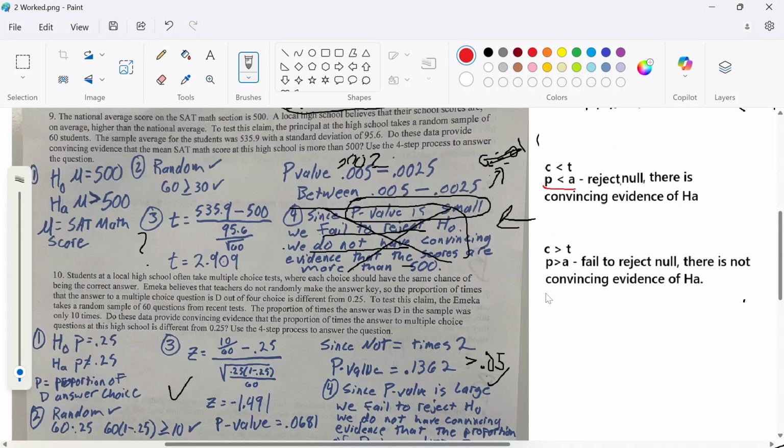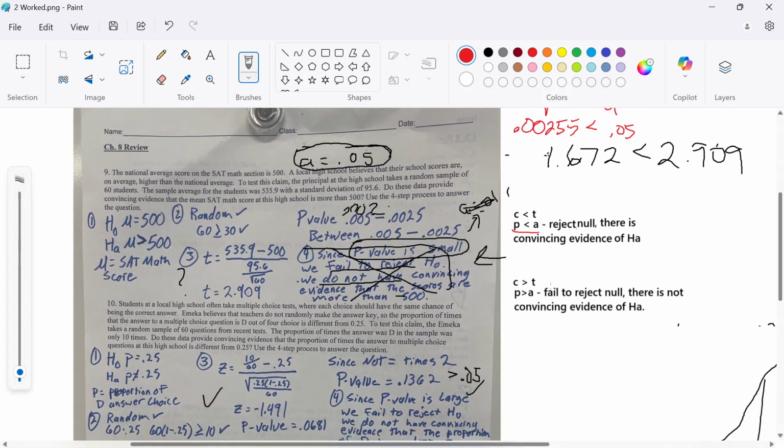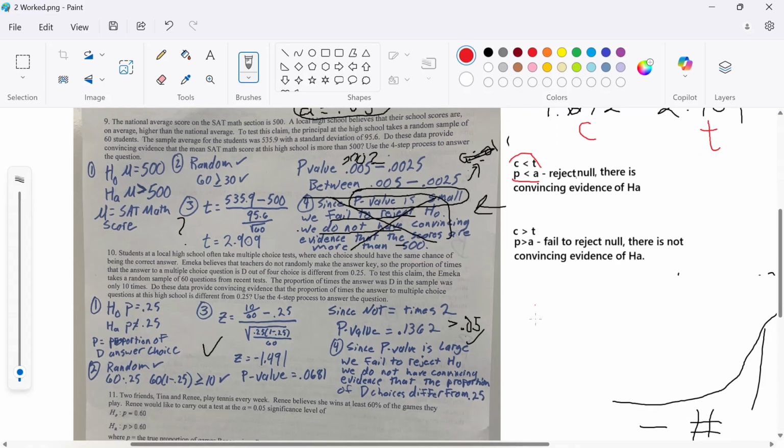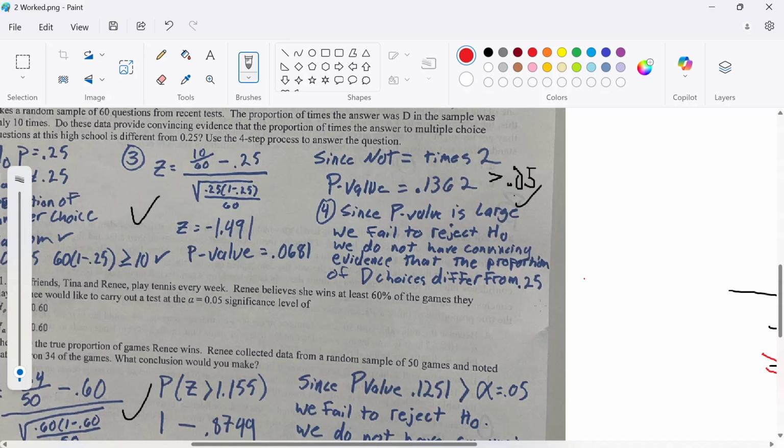It's bigger than 1.671. But anyway, 1.671, or 1.672 rather, that's the critical value, is less than the t value, 2.909. And again, critical value less than t, same conclusion. Reject the null hypothesis. There is convincing evidence of the alternative hypothesis, again, in this case, that the mean for the school SAT math score is greater than 500.